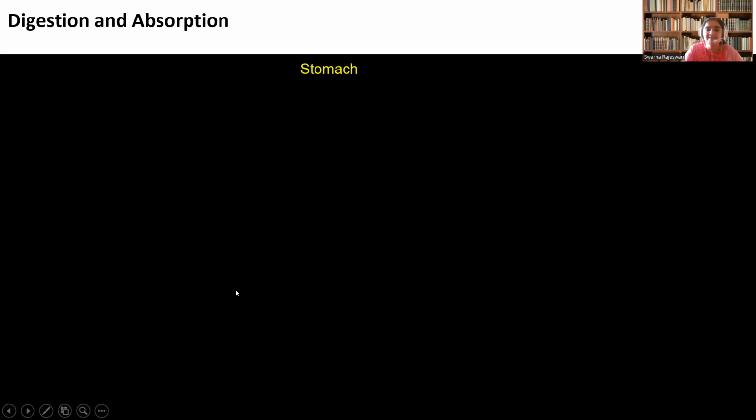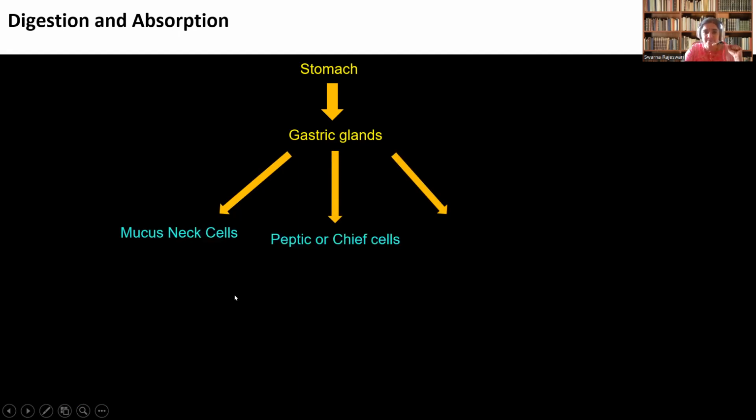Now, the food after mastication, that is bolus, masticated food, is entering into the stomach through the esophagus. In the stomach, it contains gastric glands. So how many types of gastric glands are present? Three types of gastric glands are present. They are neck cells, peptic or chief cells, and parietal or oxyntic cells.